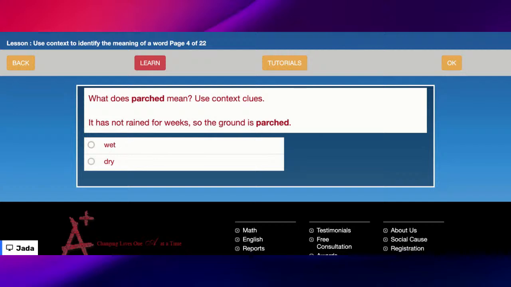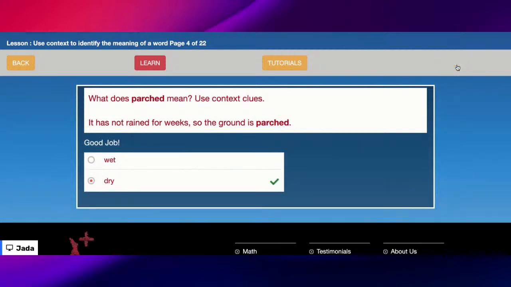If there's no rain, remember that if there's lots of rain, the ground will be wet. But if there's no rain, it will be parched. Simply put, it will be dry because there's no rain. Okay, it hasn't rained for weeks, so the ground is dry. All right.